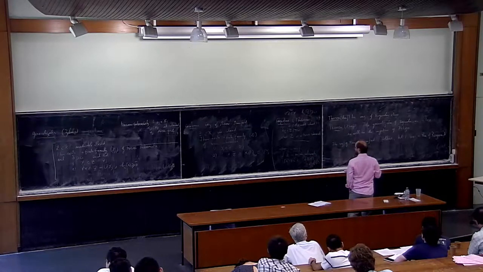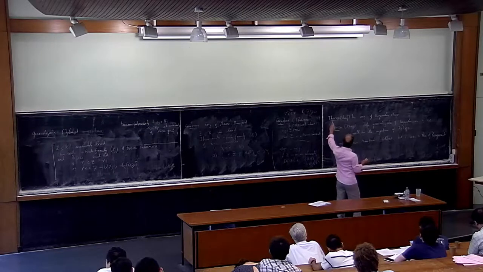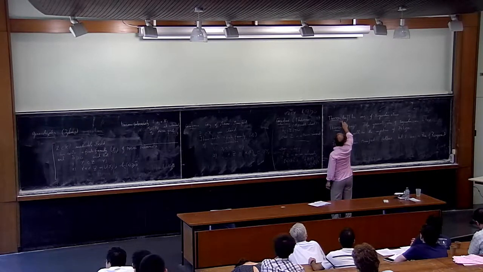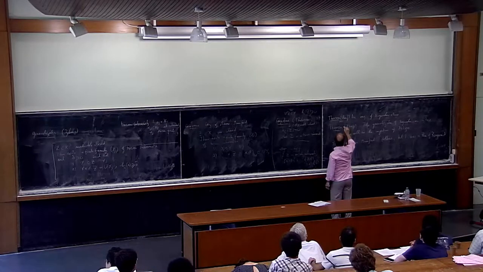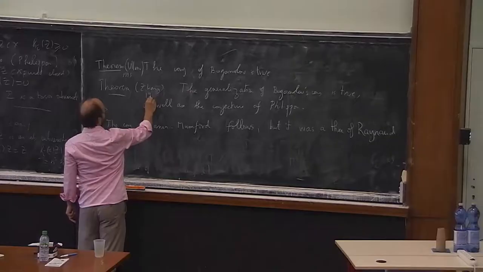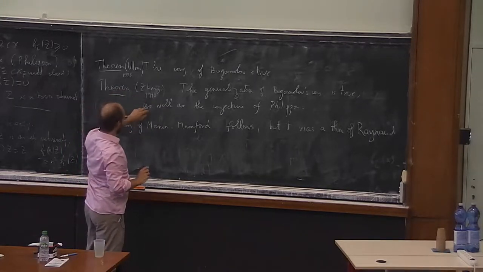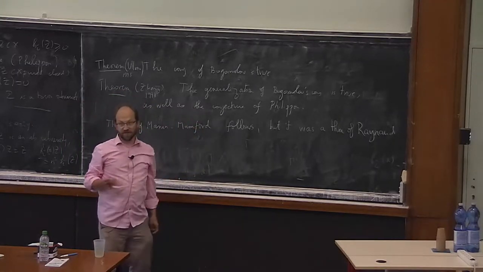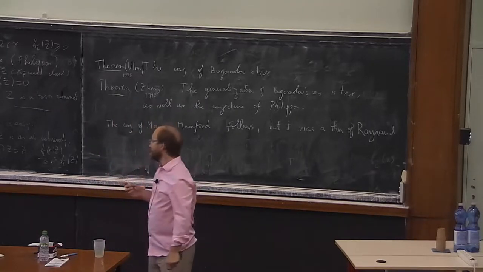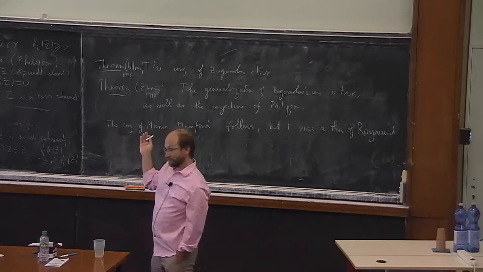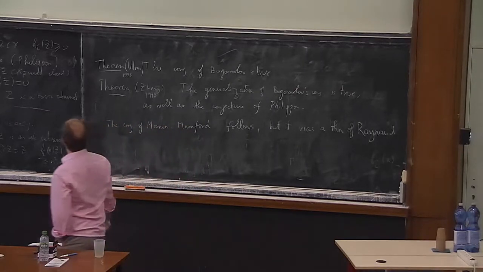So in fact, regarding the dates, this is something like 1998 or 97, and this is the same date. But Zhang proved slightly earlier, around 95, that the conjecture of Philippon and the conjecture of Bogomolov are equivalent. So it's the same to prove one or the other.